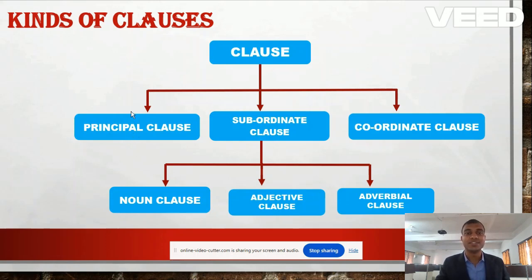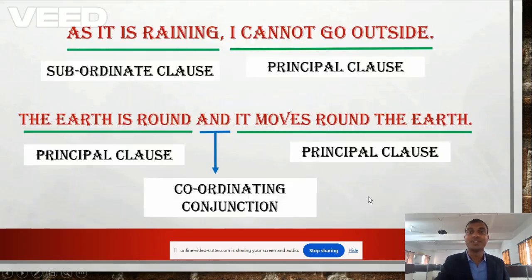But the principal clauses can stand on their own, but some clauses require the help of other parts of the sentence. And those parts who require the help of others are called subordinate or dependent clauses. And those subordinate or dependent clauses are furthermore divided into three categories. One is noun clause, another is adjective clause, and the third one is adverbial clause. We will give examples so that it will be easy to understand.